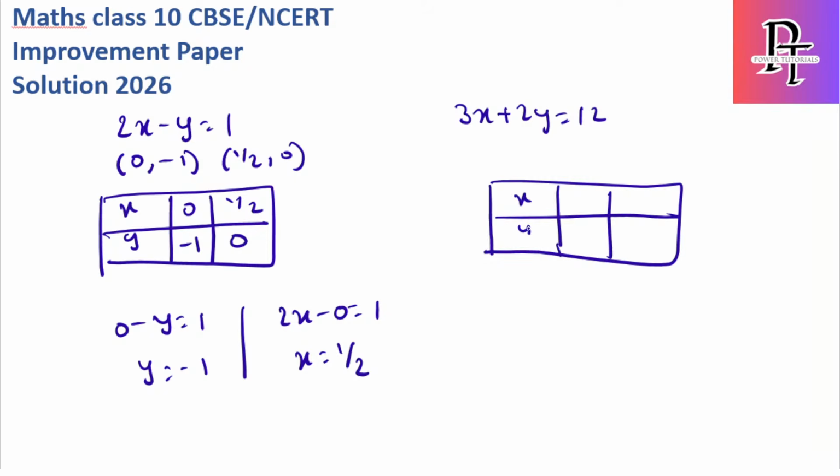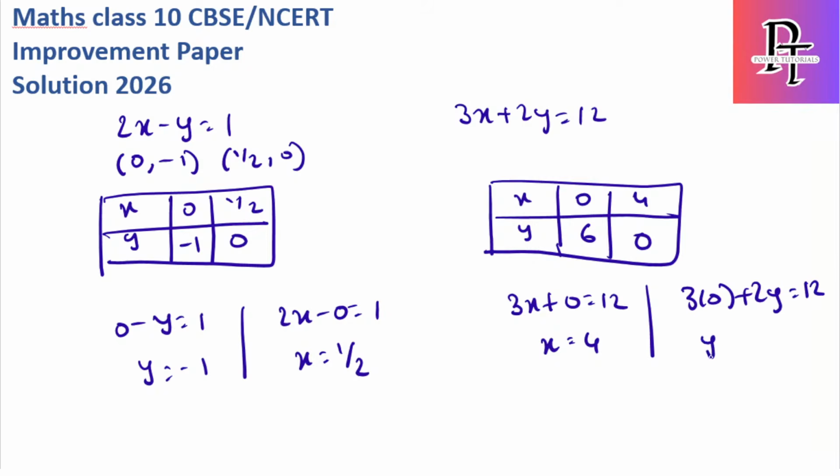If I keep x as 0, I will get y as 12 by 2, which is 6, and if I keep y as 0, then I will get x as 12 by 3, which is 4. That is, 3x plus 0 is equal to 12, so x is 4. And 3 into 0 plus 2y is equal to 12, so y is 6. So the points of the second equation are 0 comma 6 and 4 comma 0. Now let me plot it on the graph sheet.